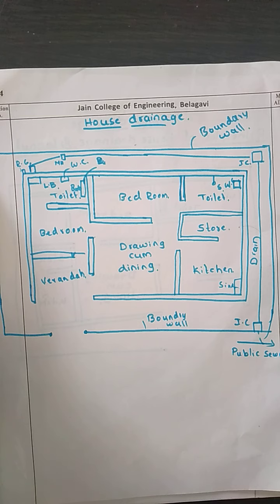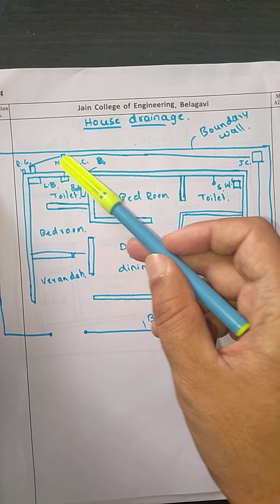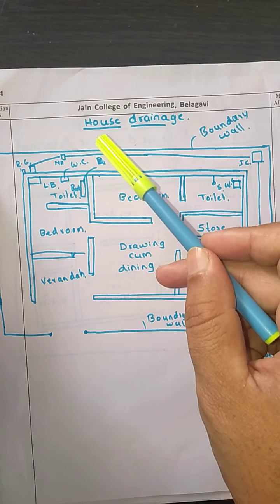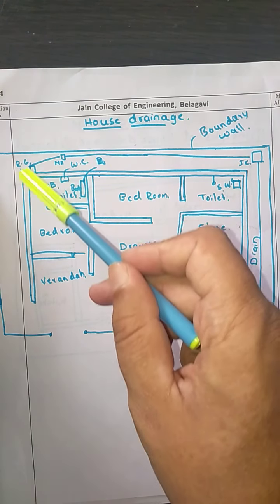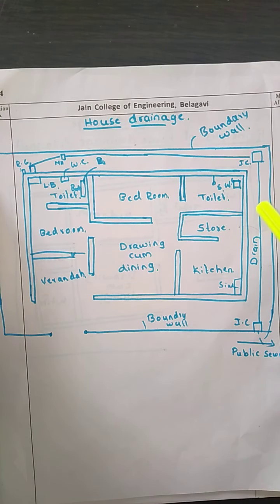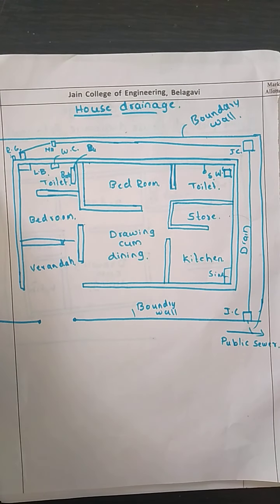Now what is drainage? Drainage is the arrangement provided in a house or a building for collecting and conveying wastewater through drain pipes by gravity. It collects the wastewater generated in a house and conveys it through pipes, by which it flows with the help of gravity and ultimately joins the public sewer.